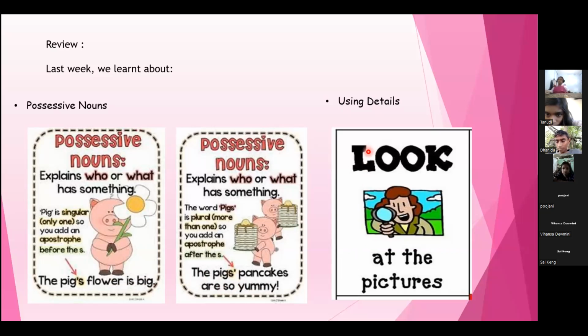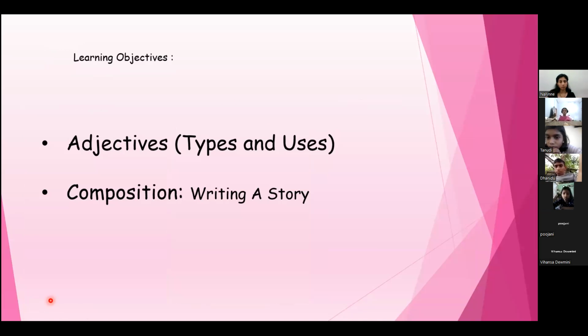For comprehension, for understanding what we read, we looked into using details. We can find details by looking at the pictures. Pictures give us a lot of information. So when you're reading a storybook or an article, it's very important to look at the pictures and get some information out of them. This is what we learned last week, and let's go on to today's lesson.